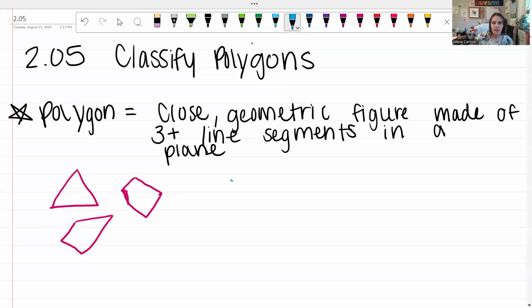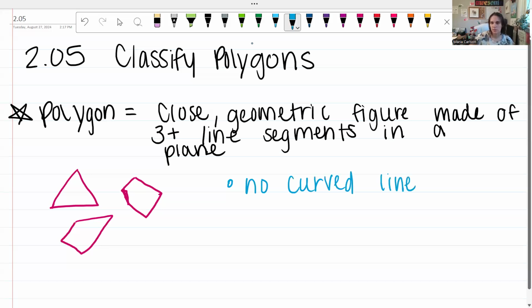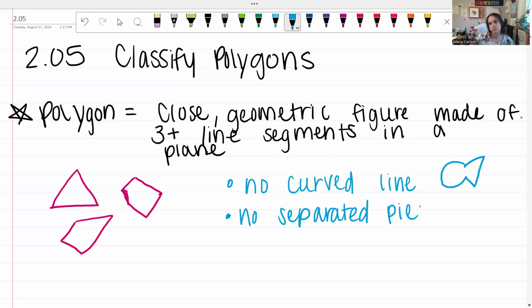So polygons have no curved lines. If even part of my polygon has a curve in it, that is not a polygon. We cannot have any separated pieces. So maybe I have a shape kind of like a little crisscross with two separate sections. One triangle is a polygon, the other triangle is a polygon. But altogether, that shape is not a polygon.